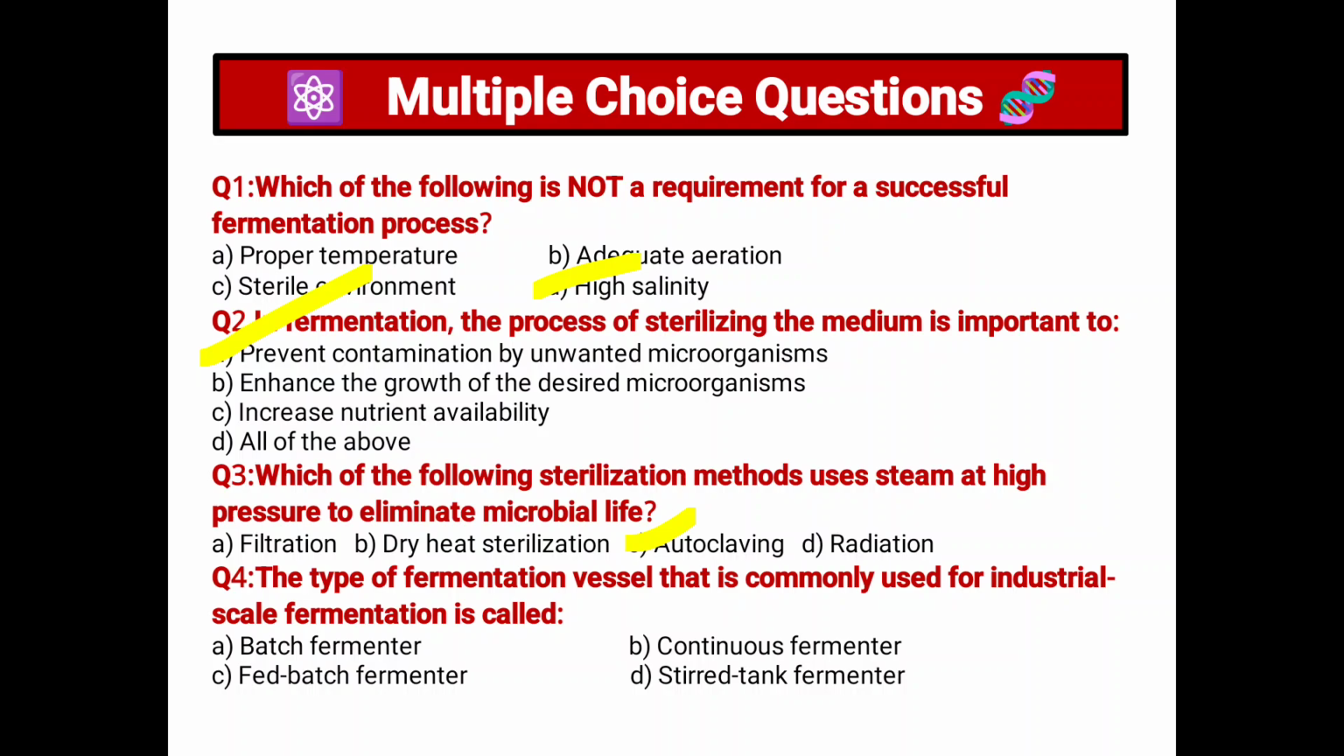Question number 4. The type of fermentation vessel that is commonly used for industrial scale fermentation is called? A, batch fermenter; B, continuous fermenter; C, fed batch fermenter; D, stirred tank fermenter. So the vessel commonly used for industrial scale fermentation is called the stirred tank fermenter. D is the correct answer.